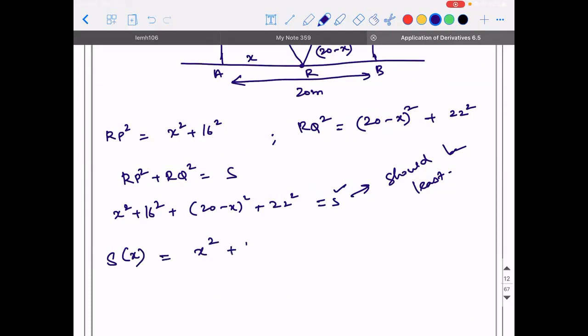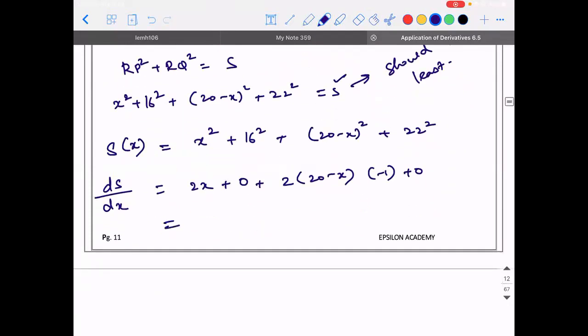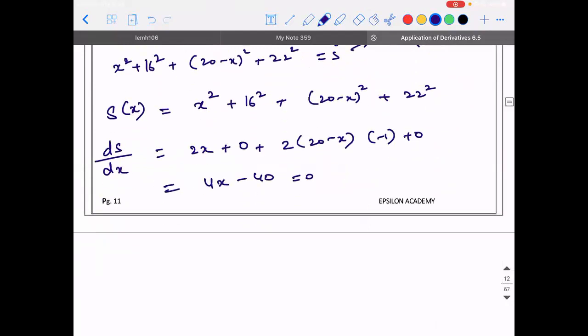So s of x is equal to x square plus 16 square plus 20 minus x the whole square plus 22 square. So what is ds by dx? You will have 2x plus 0 plus 2 into 20 minus x into minus 1 plus 0. So you will have 4x minus 40 is equal to 0. So x will be how much, guys? 10 meter. It is exactly the midpoint.